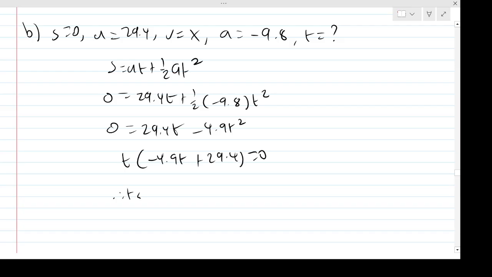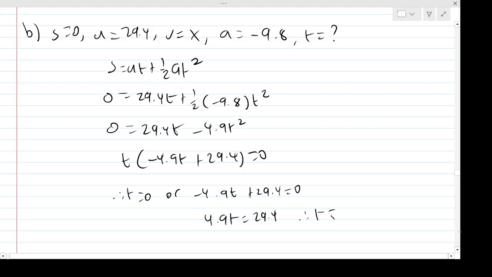So that means t = 0 or minus 4.9t, add 29.4 is 0. So we set both brackets to 0. If we solve this one, well then 4.9t is going to be 29.4. So therefore t is 29.4 over 4.9, which would be 6. Okay, 6. So that has to be the time then, right?